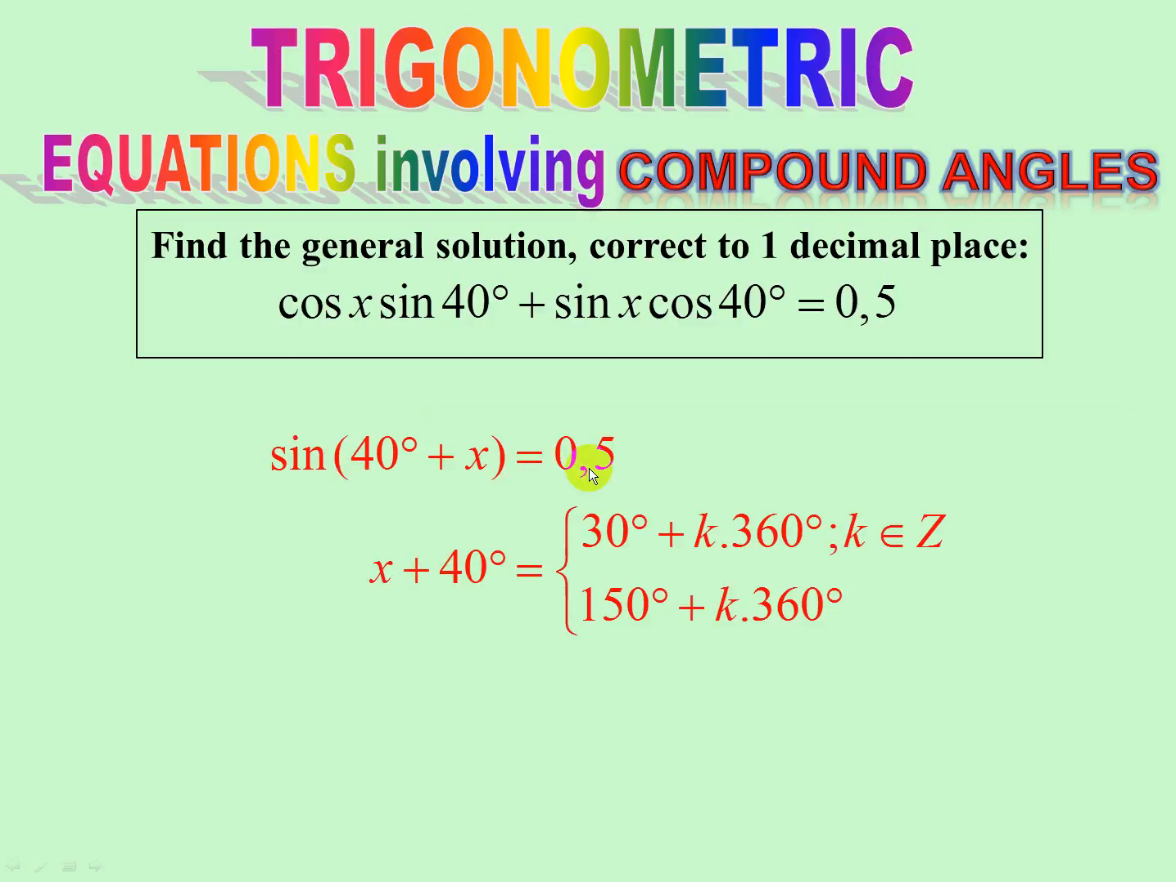Sine of what is 0,5? Well, it's 30 degrees is the key angle. First quadrant, because sine is positive. Second quadrant, 180 minus 30. Subtract 40 from both sides, so that becomes 30 minus 40, minus 10, 150 minus 40, 110. Notice we have not subtracted from K360, they're the unlike terms.